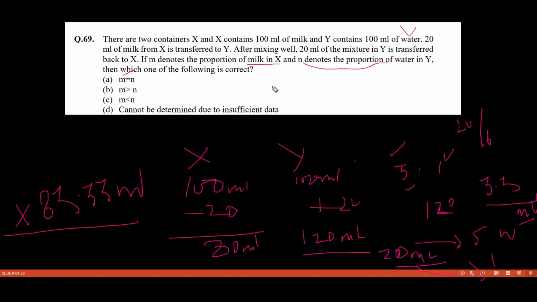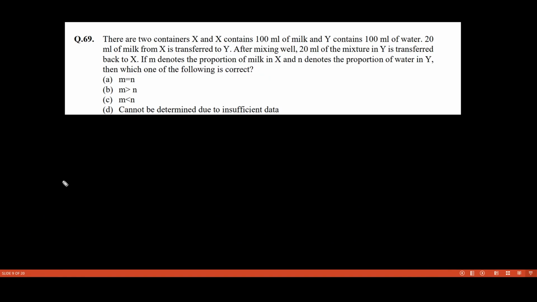Now, if M denotes the proportion of milk in X, and N denotes the proportion of water in Y, what is it equal to? So now you can see that X has 83.33 milliliter of milk. So this much we have established. Now let's see how much water Y has. Y was having 120 milliliter, and now 20 milliliter of the mixture has been transferred.